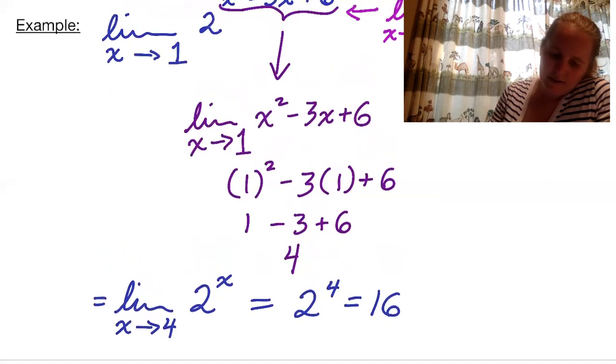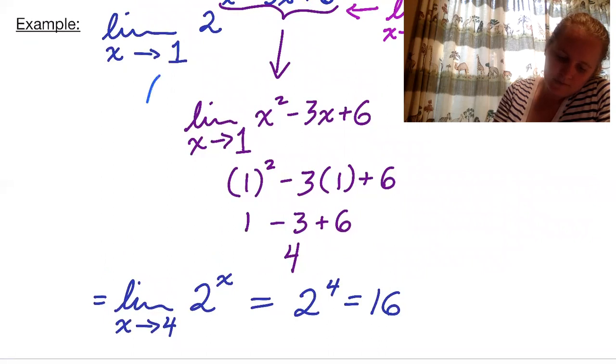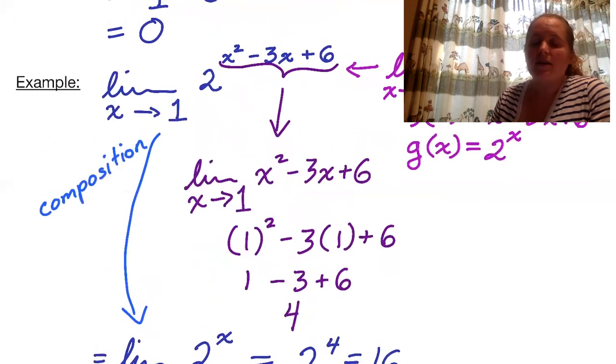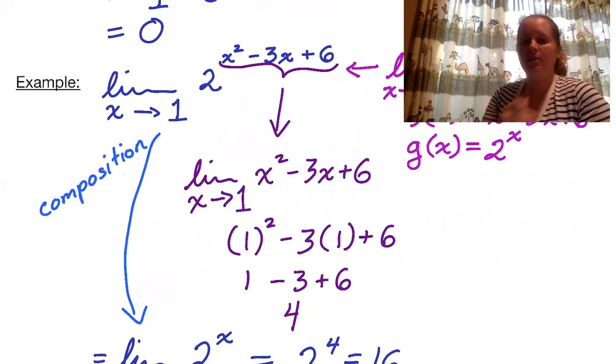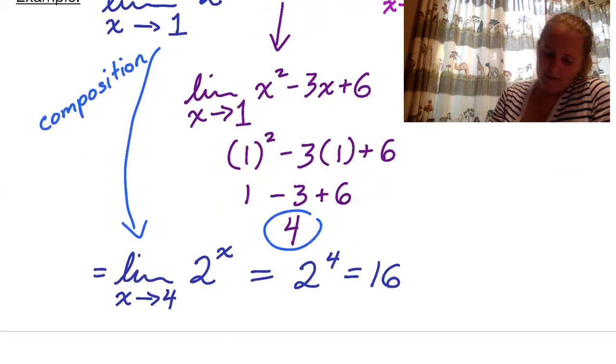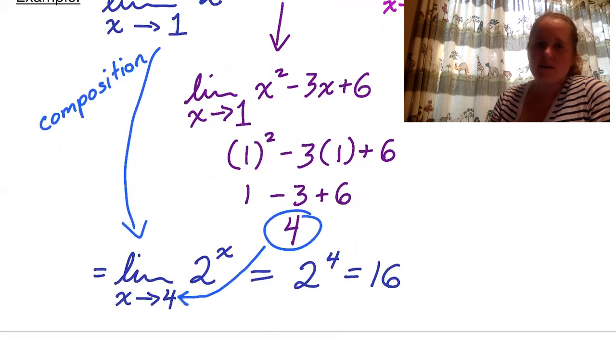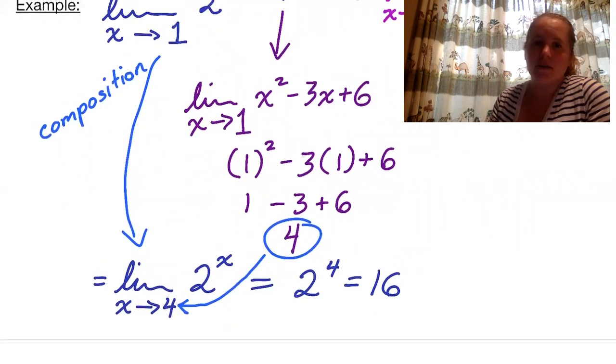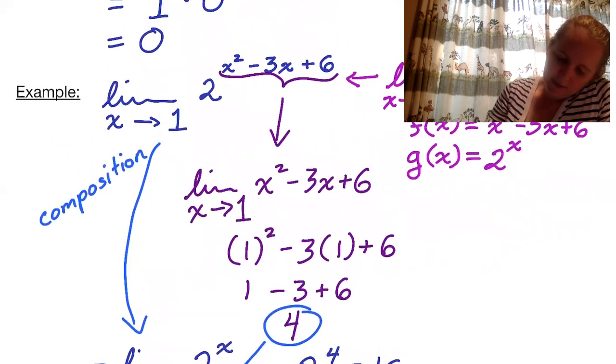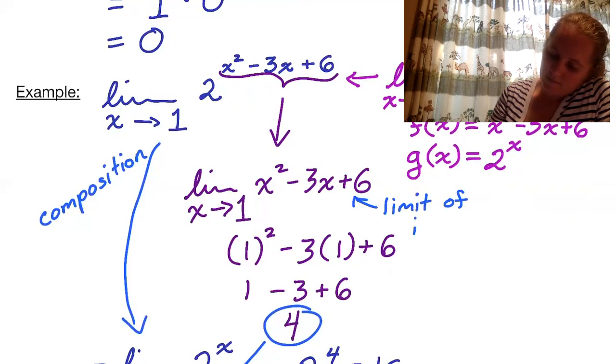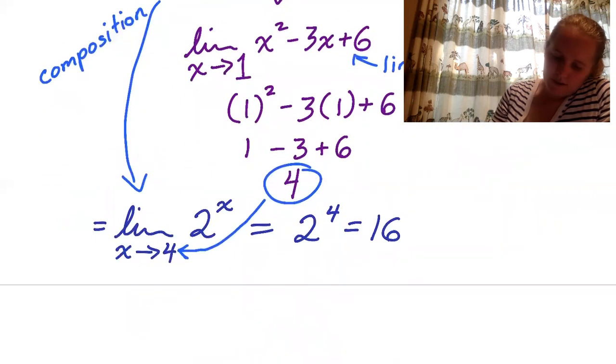So again, here we're using our composition rule. We can take the limit of our inside function, and then that new value, the limit of our inside function, becomes now what x approaches for the outside function. So up here we're doing the limit of the inside function. And then we moved on to the outside function.